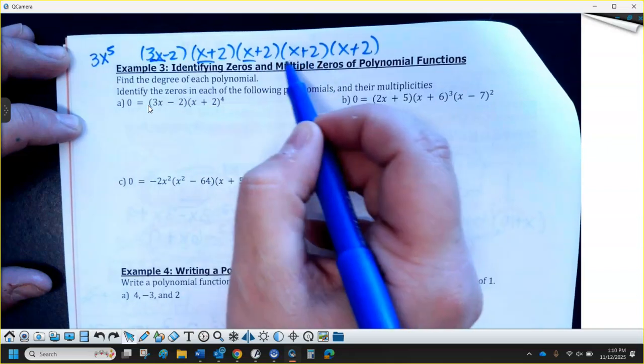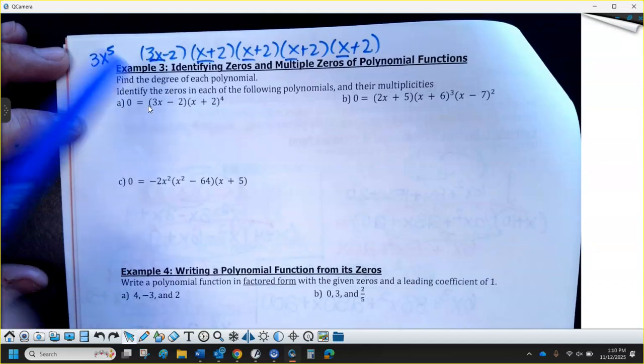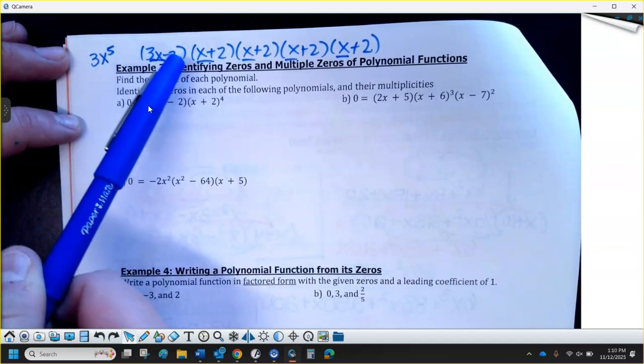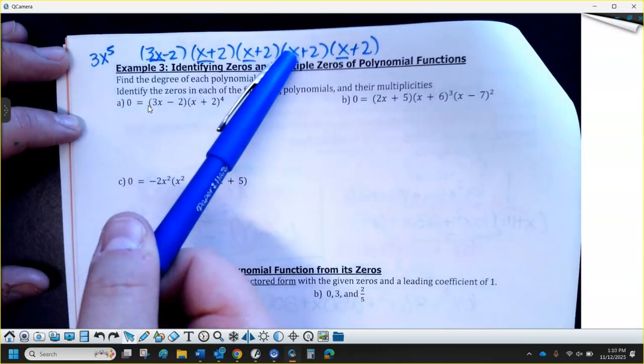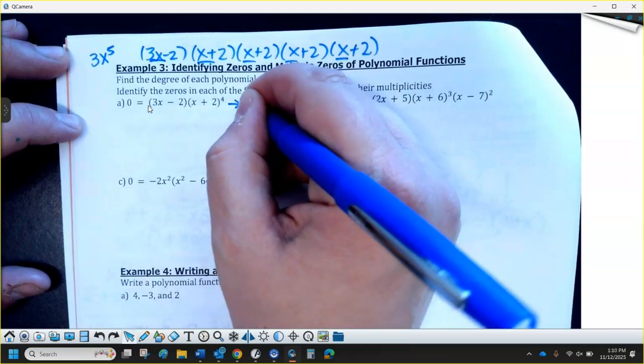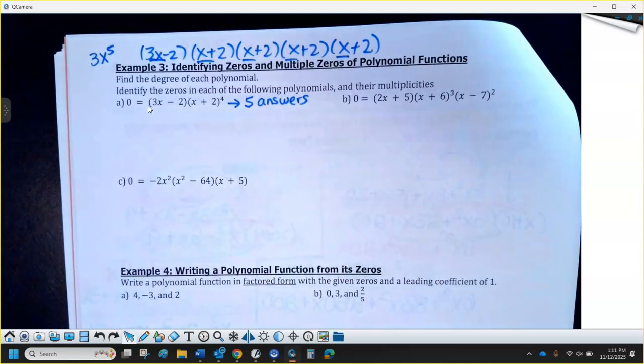I'm not asking you to multiply this out, but just to get the degree of the polynomial, if I can get that first term, the degree is just the highest power of x. So if you did this, you have 3x, and then that would be squared, cubed, 4th, 5th. So it'd be 3x to the 5th. What that means is this should have 5 answers, or 5 zeros, 5 roots, whatever you want to call it. In factored form, this is super easy for us because we can just set the little parentheses equal to 0. You would like to have this in factored form to do this.